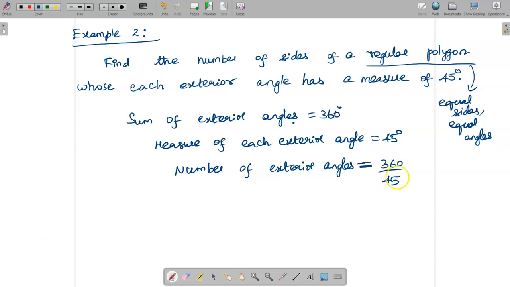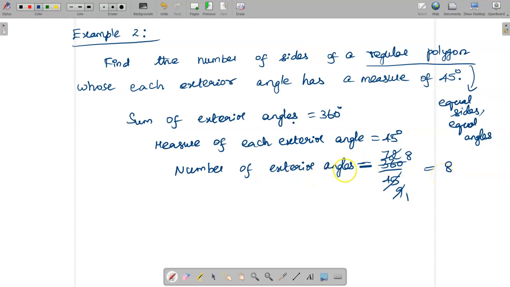So we can apply the 5 tables here. 9 fives are 45 and 7 fives are 35. Then 1 is left, so 10. So 5 twos are 10. Again you can apply the 9 tables. 9 ones are 9. 9 eights are 72. So 8 by 1 is 8. So the number of exterior angles is 8.